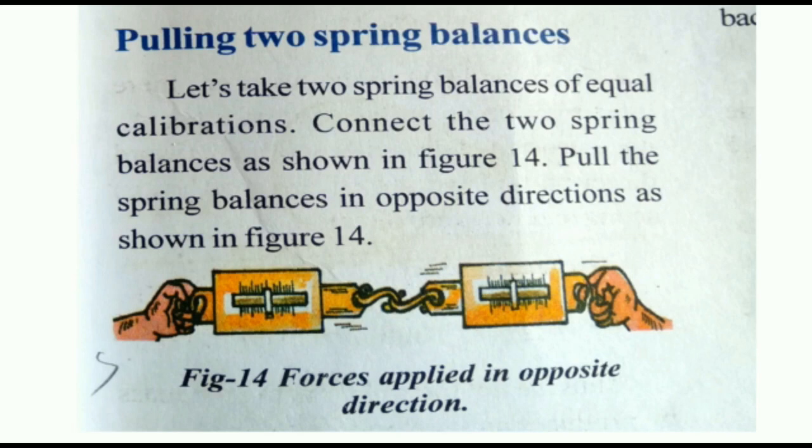All of you see here there are two spring balances. Let us take two spring balances of equal calibrations. Connect the two spring balances as shown in the figure. Pull the spring balances in opposite directions as shown in the figure.